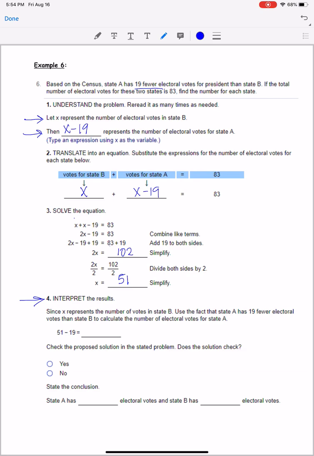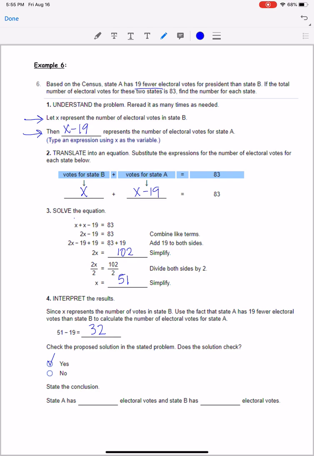So then, step 4, interpret your results. Since X represents the number of votes in State B, use the fact that A has 19 fewer, and so they're doing 51 minus 19 to get that number of votes. And so we're going to get 32. Now it says check your answer. That's part of the steps. You don't really have to. You can just put yes because my math lab's going to tell you if you're right or wrong.